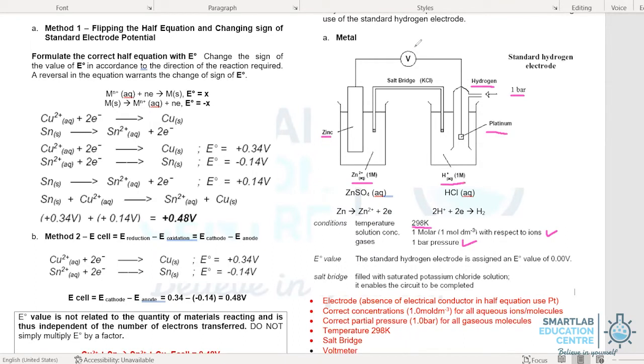And using the voltmeter that's connected to this electrochemical cell, we will be able to determine that the standard electrode potential value of Zn2 plus reducing to form zinc is negative 0.76 volt.